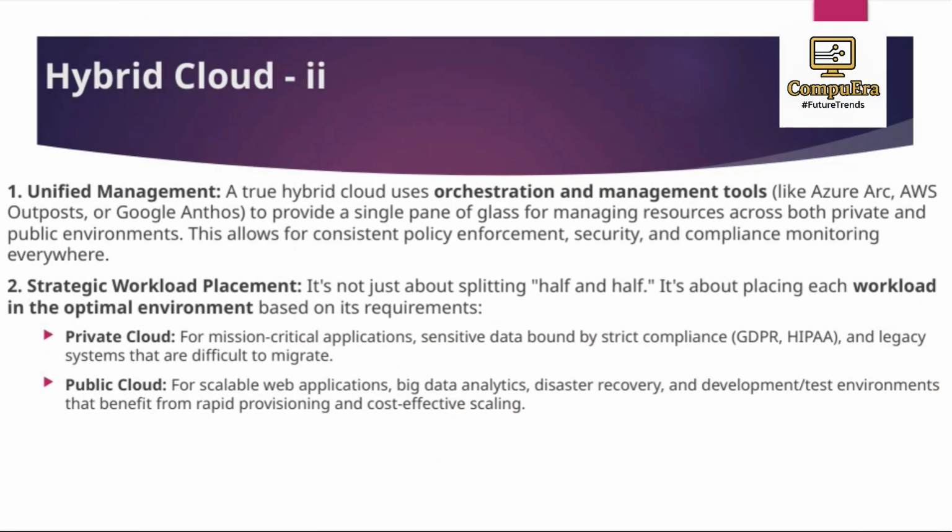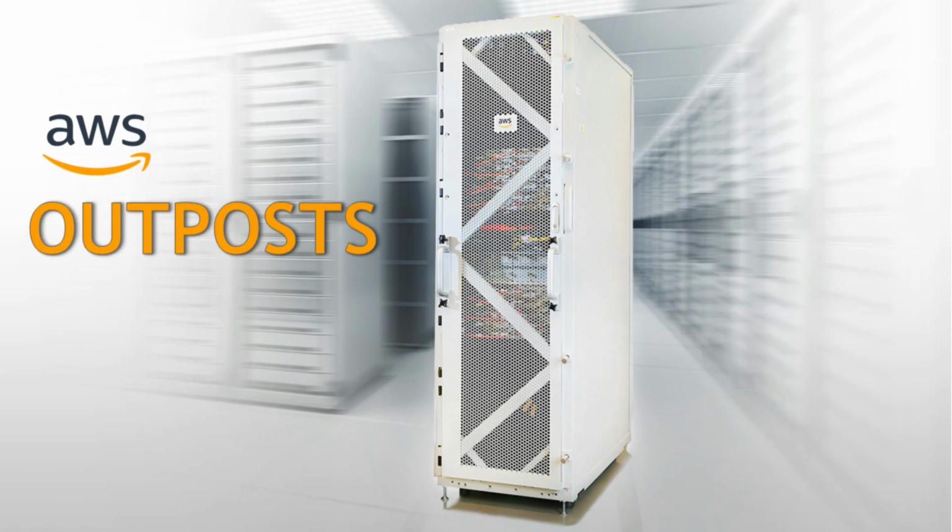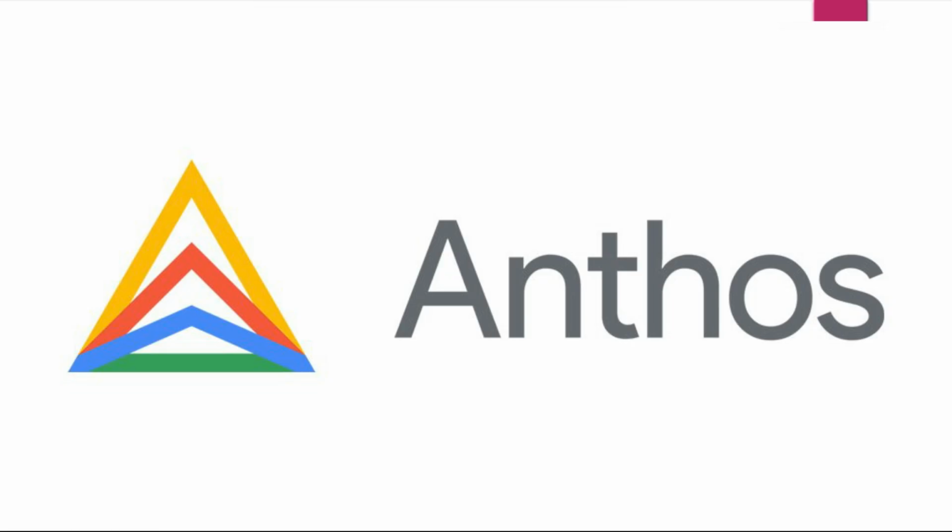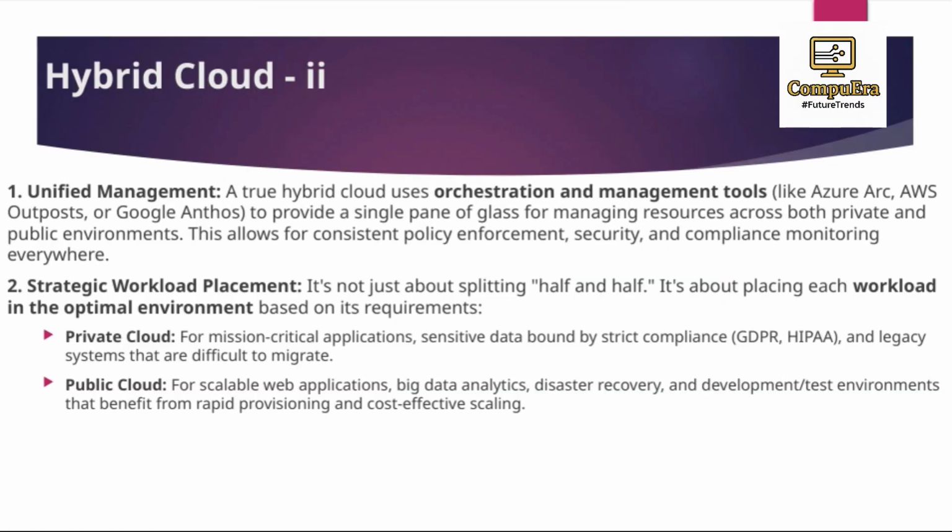Now, let's talk about unified management in a hybrid cloud environment. A truly effective hybrid cloud relies on orchestration and management tools like Azure Arc, AWS Outposts, or Google Anthos. These tools give us a single pane of glass, meaning we can manage resources across both private and public environments seamlessly. This setup ensures that policies, security measures, and compliance standards are enforced consistently everywhere, simplifying governance and reducing complexity.